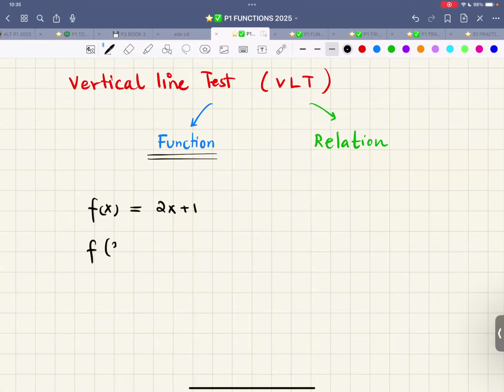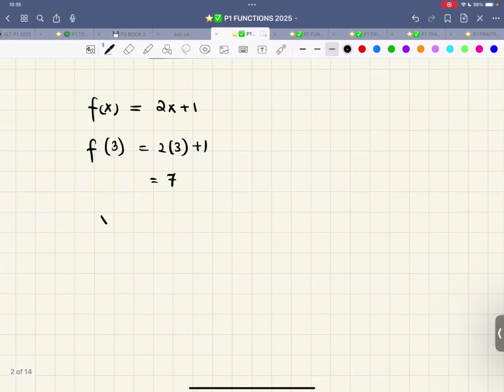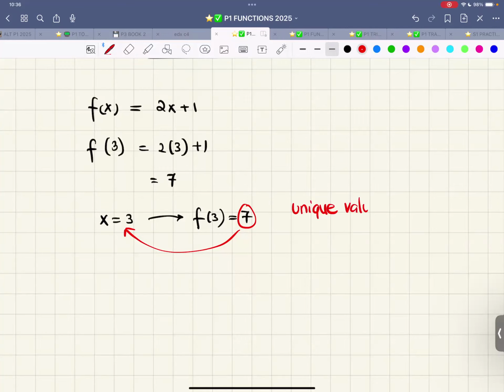If I plug in a value of 3, that is 2 times 3 plus 1, which gives me 7. That means a value of x = 3 is giving me a function value of 7. That means 7 can only be obtained from 3, and there is no other way of obtaining it. So there is a unique value of the function and it is obtained by one particular value of x. That is one kind of function.